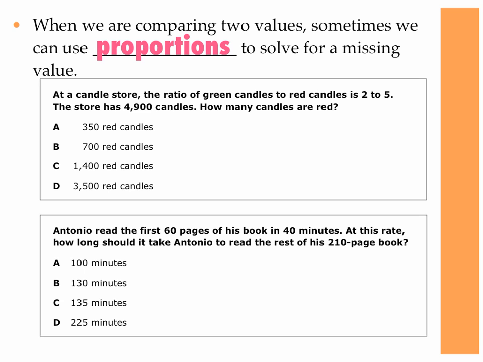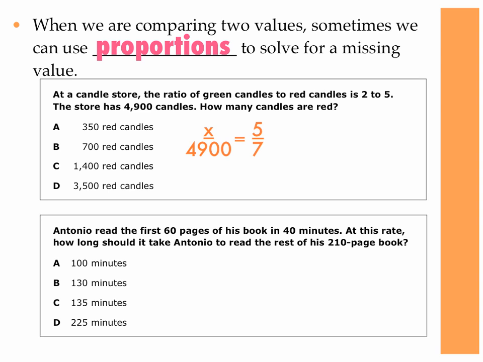I have to set up a ratio here, and I need you to pay attention and just listen to this really quickly. I'm going to say x over 4,900. x would represent how many red candles there are total. Over 4,900 is the total number of candles that they have in the store. Equals 5 because they told us green to red was 2 to 5, so the 5 corresponds to the red candles. Over 7. Now where I get 7 from is 4,900 is the number of green and red candles.